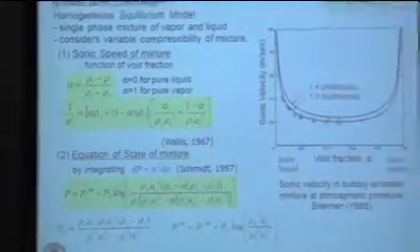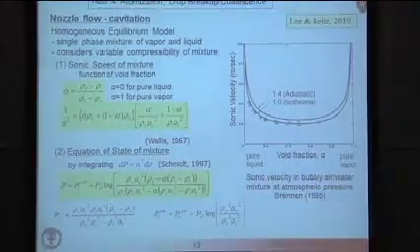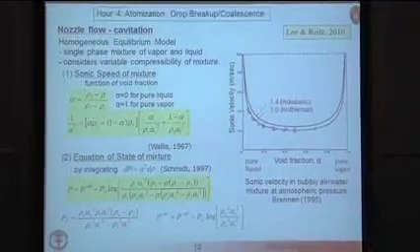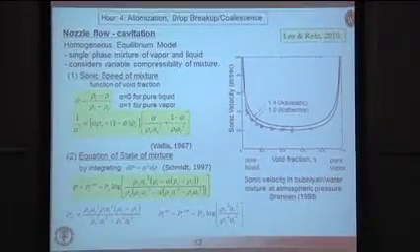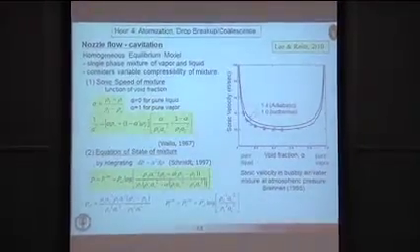Cavitation basically is where you have mixtures of vapor and liquid in the flow. And one of the models that has seen a lot of use is the so-called homogeneous equilibrium model, which basically says you have one fluid, but its density can change all the way from the density of a vapor to the density of the liquid.